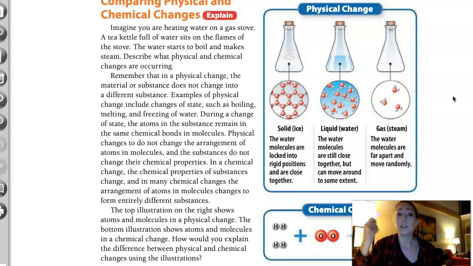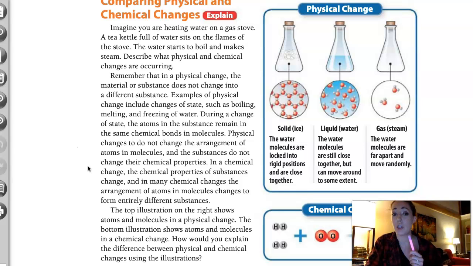Remember that in a physical change, the material or substance does not change into a different substance. Examples of physical change include change in state, such as boiling, melting, and freezing of water. During a change of state, the atoms in the substance remain in the same chemical bonds in molecules. Physical changes do not change the arrangement of atoms in molecules, and the substances do not change their chemical properties.